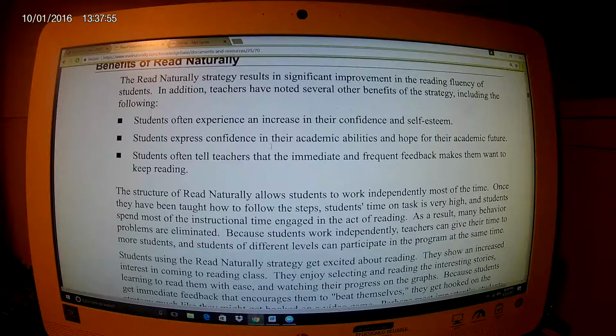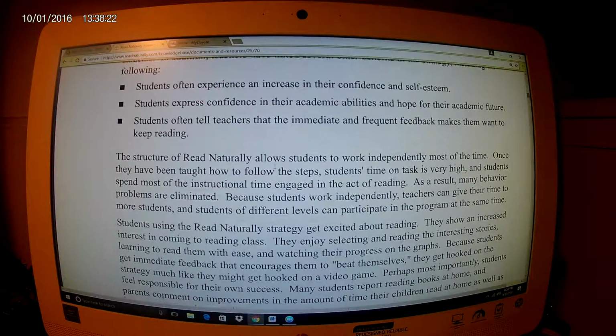Second, students express confidence in their academic abilities and hope for their academic future. So as they see their progress improving when they're reading, their confidence levels go up, and they want to keep reading. And students often tell teachers that the immediate and frequent feedback makes them want to keep reading. That's the biggest one that I see, is that when I show them the words and what the meanings are, the next time they read it, it makes a lot more sense to them.